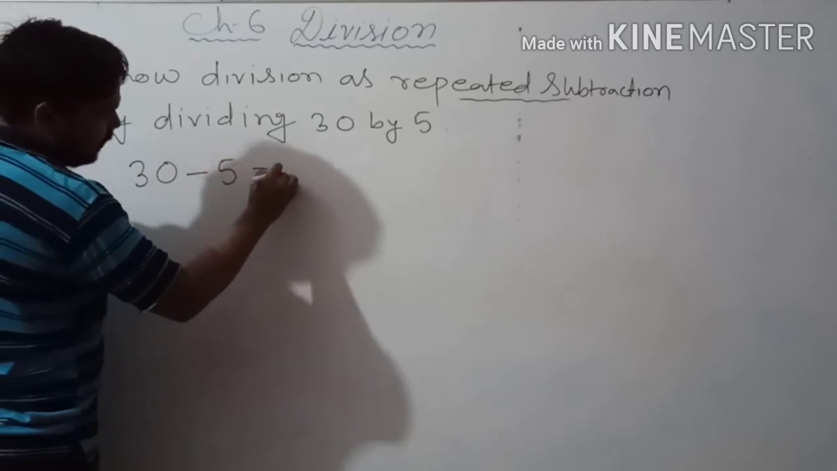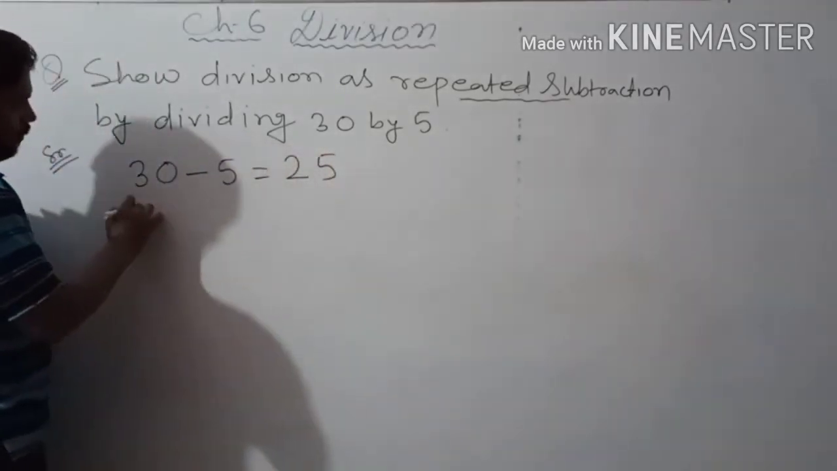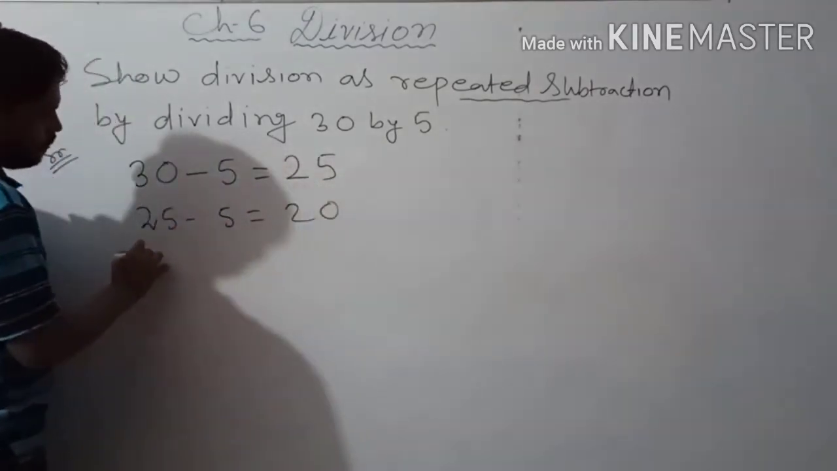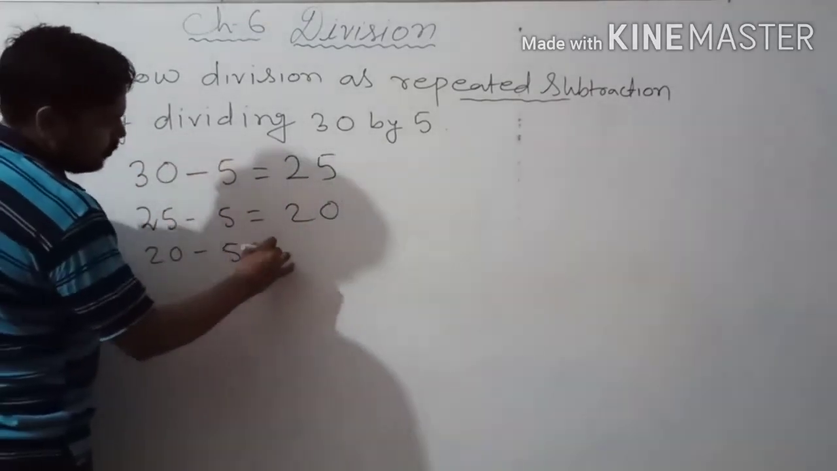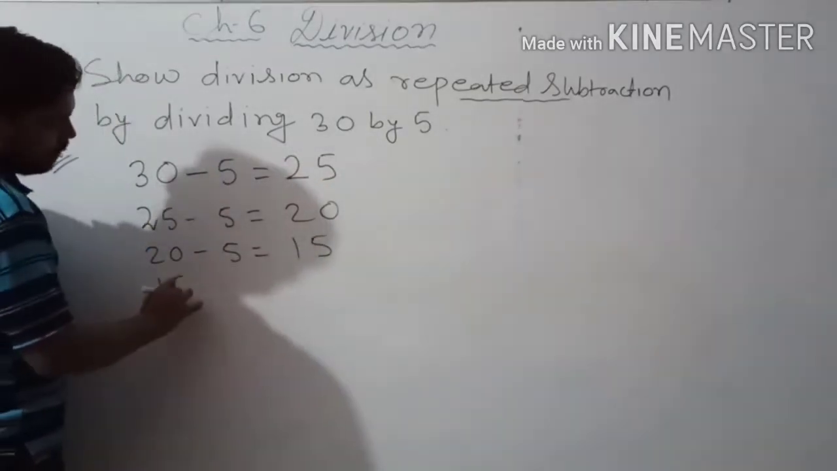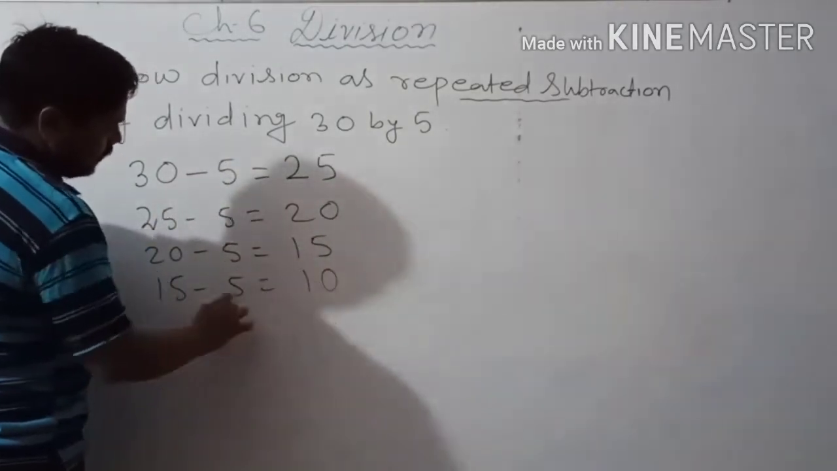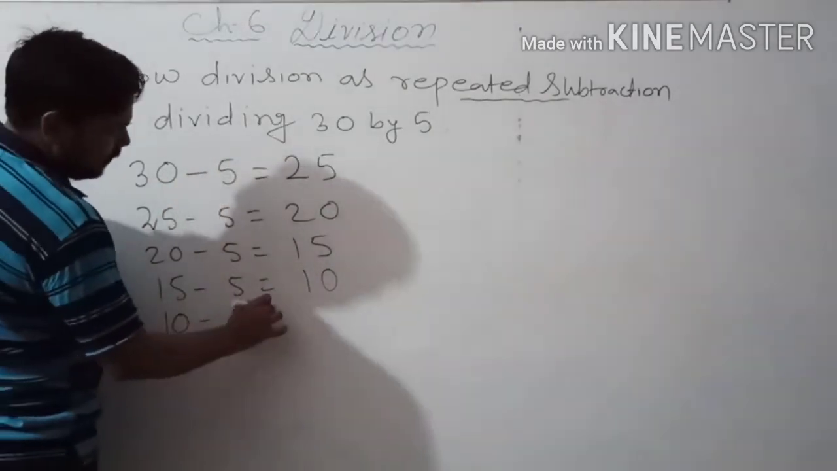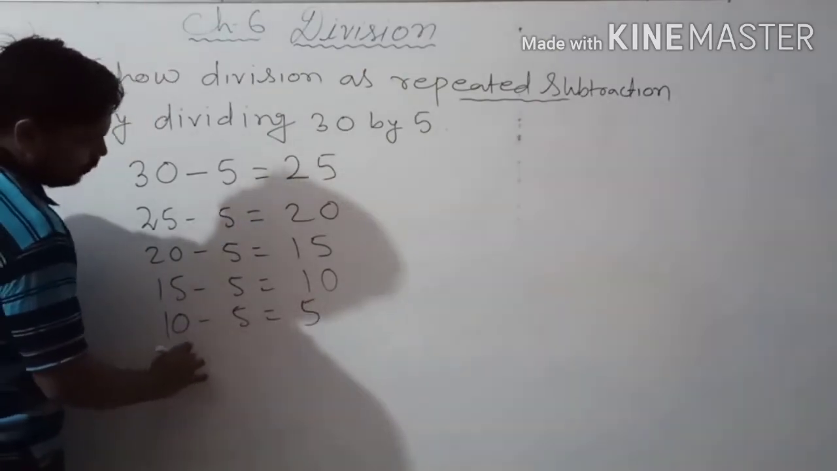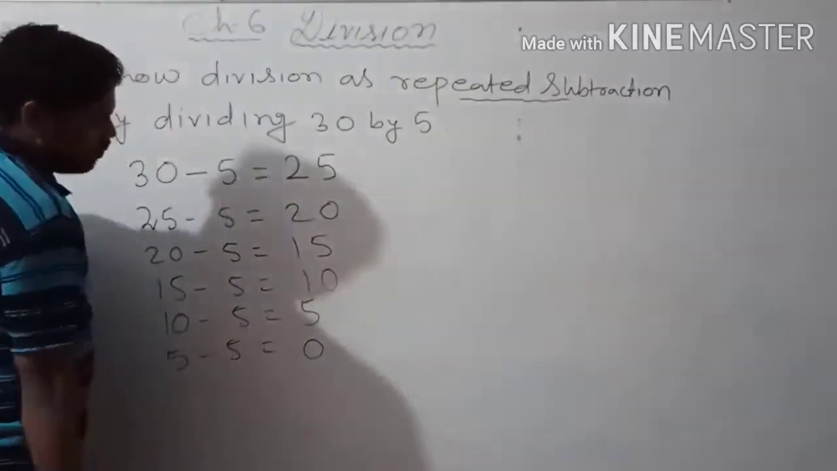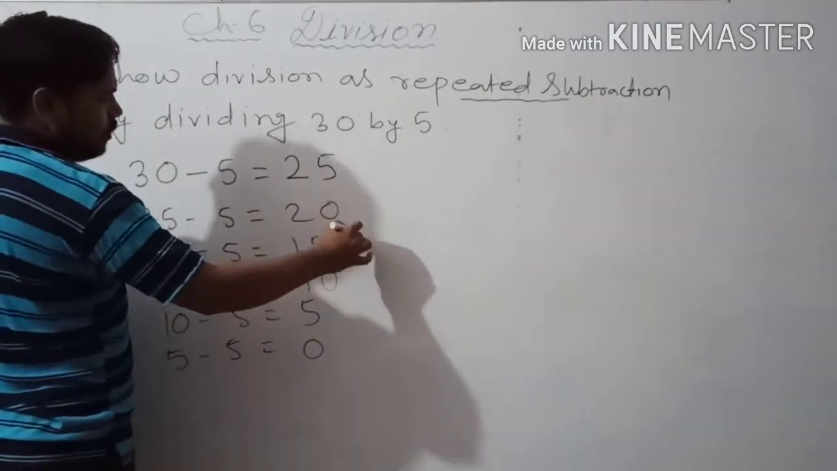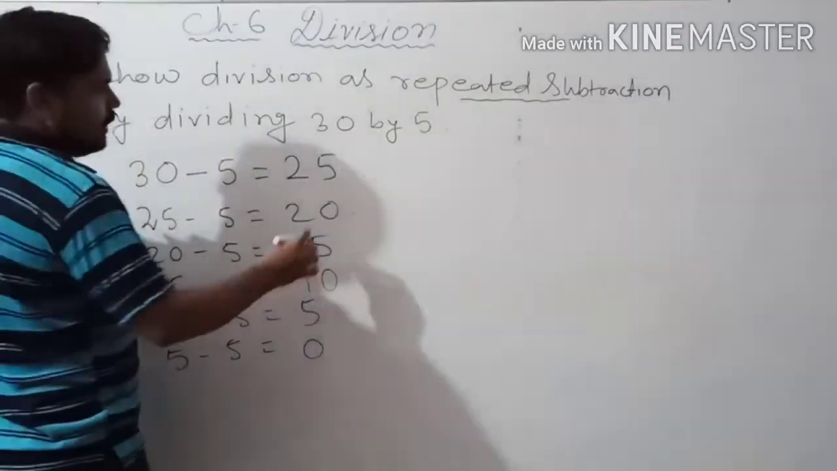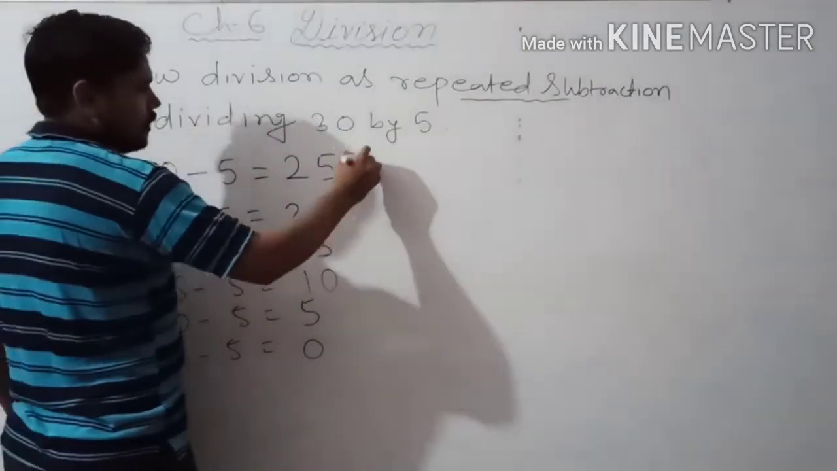So 30 minus 5 is 25. Then 25 minus 5 is 20. Then 20 minus 5 is 15. Then 15 minus 5 is 10. Then 10 minus 5 is 5. Then 5 minus 5 is 0. So how many times is it coming? 1, 2, 3, 4, 5. So that means 30 divided by 5.